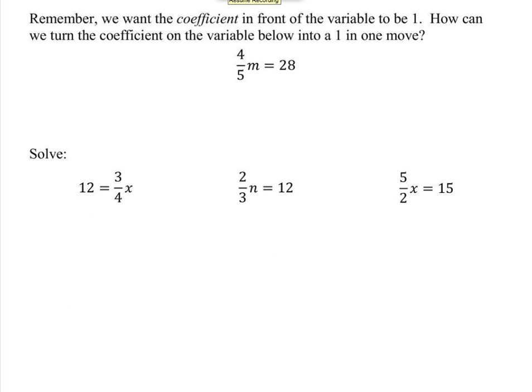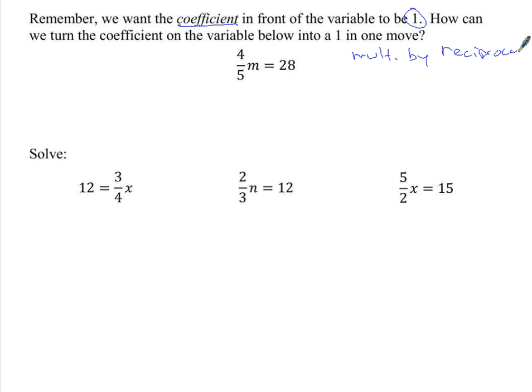So that last problem with the 1/3 on it was easier to solve by multiplying by 3 than dividing by 1/3. We want the coefficient, which means the number in front of the variable, to be 1. How can we turn the coefficient on the variable below into a 1 in one move? I'm talking about that 4/5 m. How can I turn 4/5 m into just 1 m in one move? Multiply by the reciprocal. Yep. So you're going to say multiply by reciprocal.